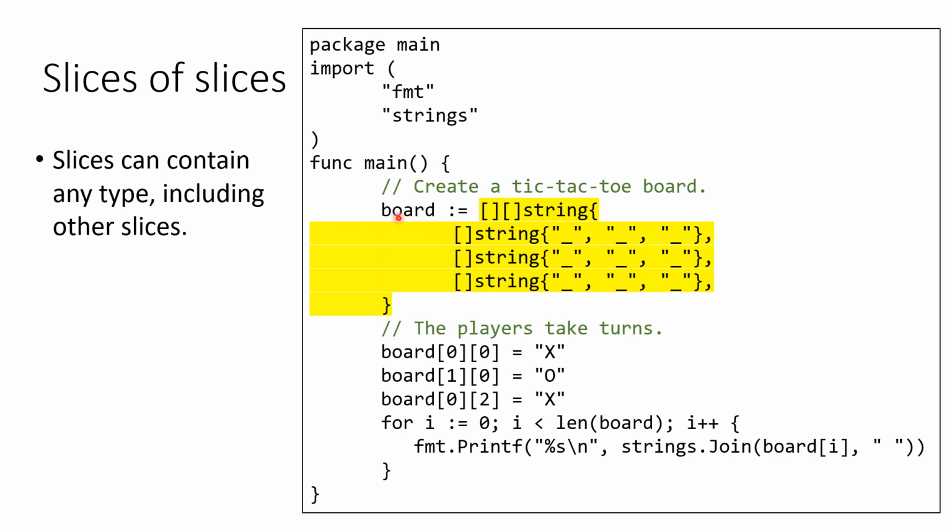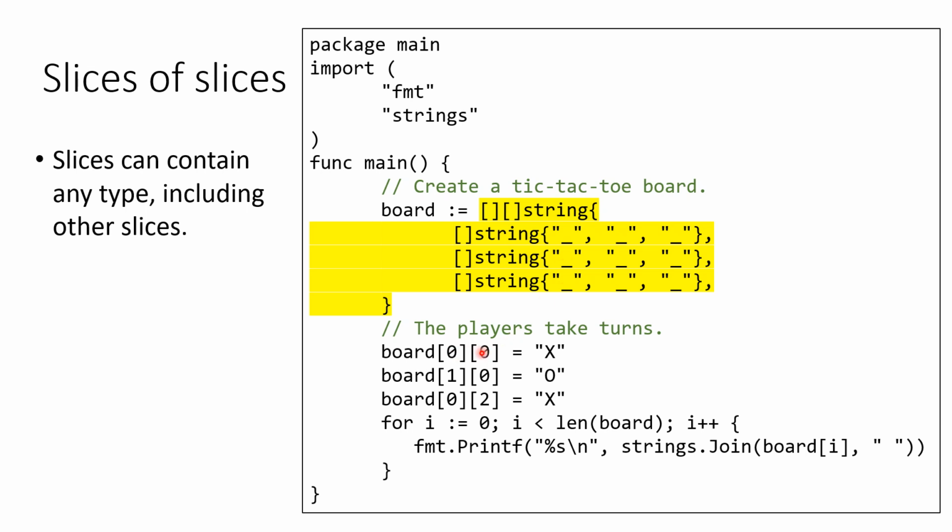The slice board contains 3 slices representing the 3 rows. So the type of the slice board is written as a pair of open and close square brackets, and then another pair of open and close square brackets, and then string. To access each cell in the board, we specify 2 indexes. The first index indicates the row index, and the second index indicates the column index. For example, board[1][0] refers to the cell in row 1 and column 0.